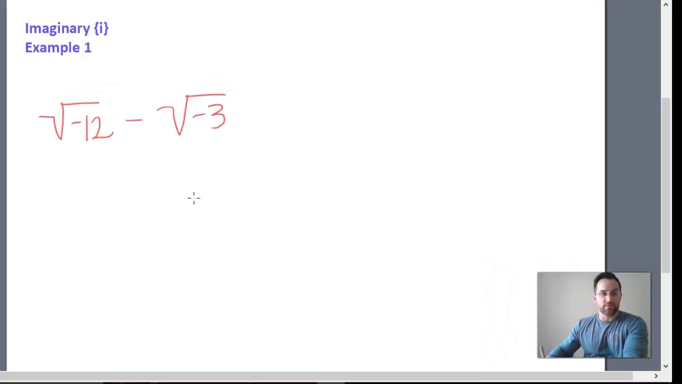Spoiler alert, I'm getting ready to put the final answer on the board. I'll do that in blue. Final answer is going to equal square root 3 i. Okay. So if you want to work it out from this point, you would want to pause now. Okay. And now we will work it out together.